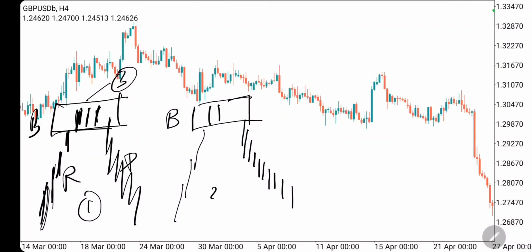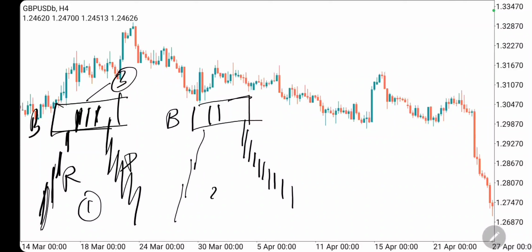Now let us look for an example of a rally base rally supply zone. Rally base rally. Let me look for an example. I just want to show you an example so you understand what I'm talking about. Now this is an example of a rally base rally demand zone. Okay, that's the example.